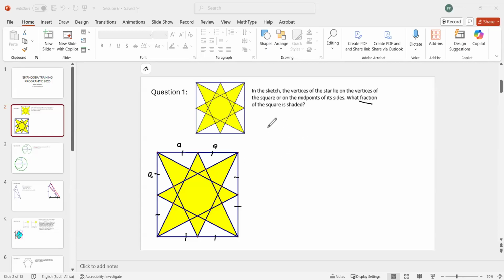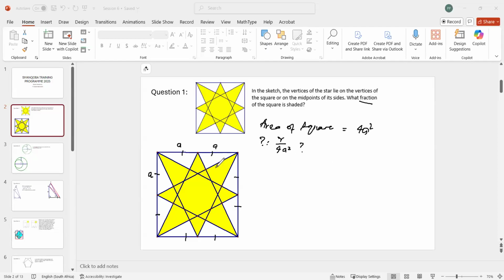Now we can see the area of the square once we give names to these sides. So the side of the square is 2A. So its area is 2A all squared, which is 4A squared. All right, so that's the area of the square. Now we need to know what fraction of the square is shaded. So the question here is, what is the yellow part over 4A squared? That's the area of the yellow part over the area of the square. So we need to find what the yellow part is.